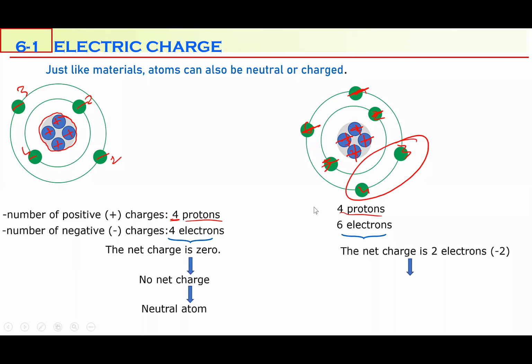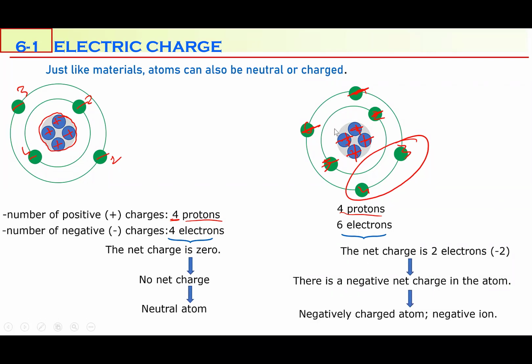In chemistry, we are going to represent them by negative 2. And that's why we said that there is a net negative charge in this atom. This atom is a charged atom, not neutral. Negatively charged atom. Another name is ion. Charged atoms in chemistry are called ions. So this is a negative ion.